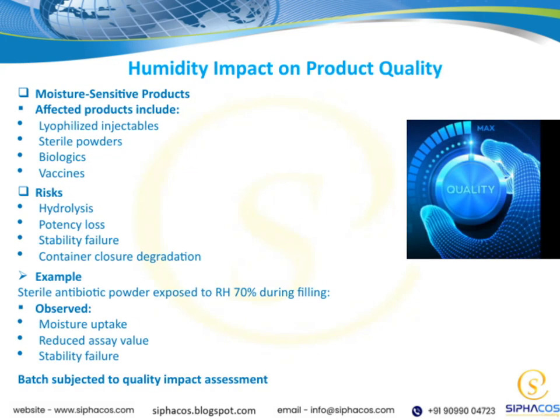Humidity plays a crucial role in product quality, especially for moisture-sensitive items. These include lyophilized injectables, sterile powders, biologics, and vaccines. When exposed to high humidity, risks like hydrolysis, potency loss, and stability failure increase, along with container closure degradation. For example, a sterile antibiotic powder exposed to 70% relative humidity during filling showed moisture uptake, a drop in assay value, and ultimately stability failure. This batch then underwent a thorough quality impact assessment to understand the full effects.